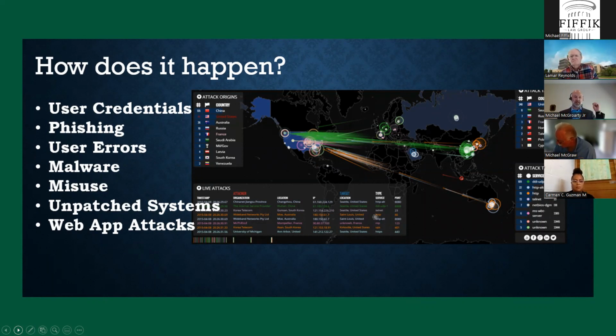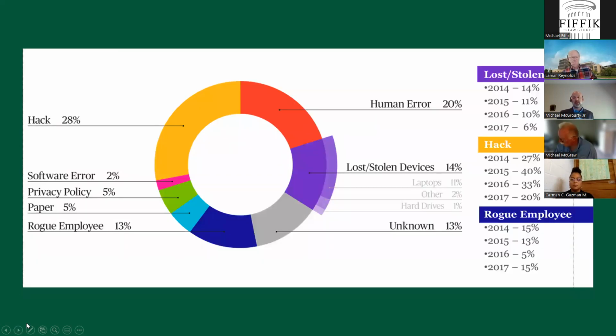Phishing attacks, that's the throwing the darts at the wall. User errors, somebody making a mistake. Malware, which you accidentally download when you're on a website or an email comes in. Misuse. Unpatched systems is a huge one. That's not doing security updates to your software or computers. And then web app attacks, that's a newer one, but a lot of those applications on cell phones or apps that you download to your computer end up having viruses in them.